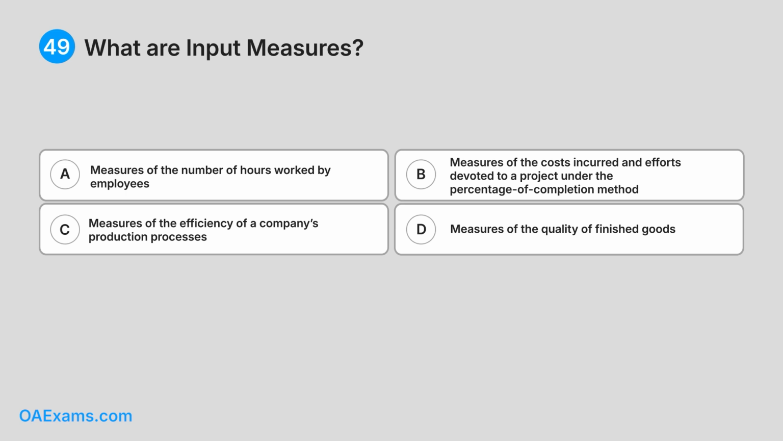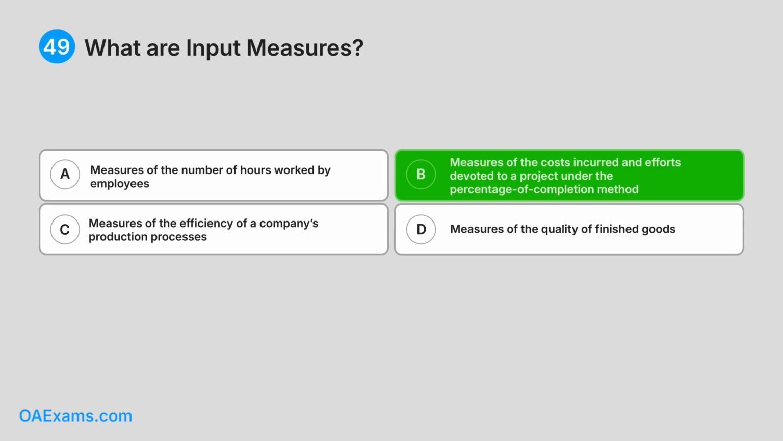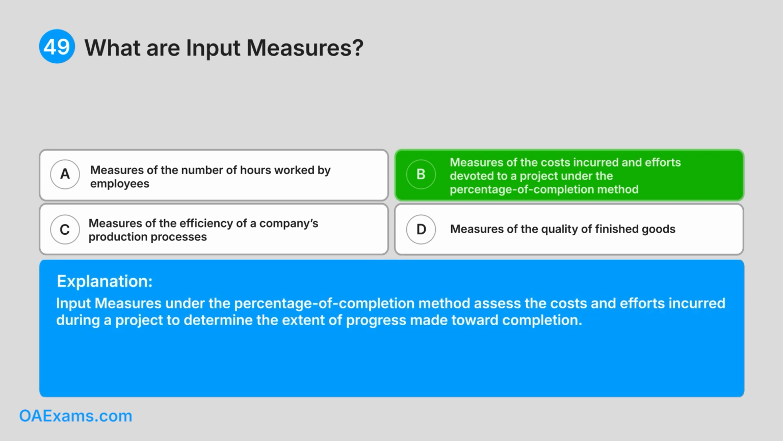Correct answer. B. Measures of the costs incurred and efforts devoted to a project under the percentage of completion method. Explanation: Input measures under the percentage of completion method assess the costs and efforts incurred during a project to determine the extent of progress made toward completion.